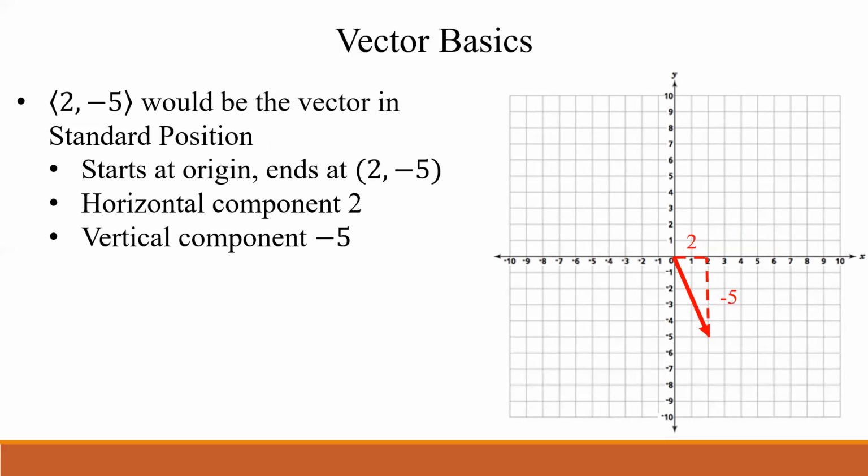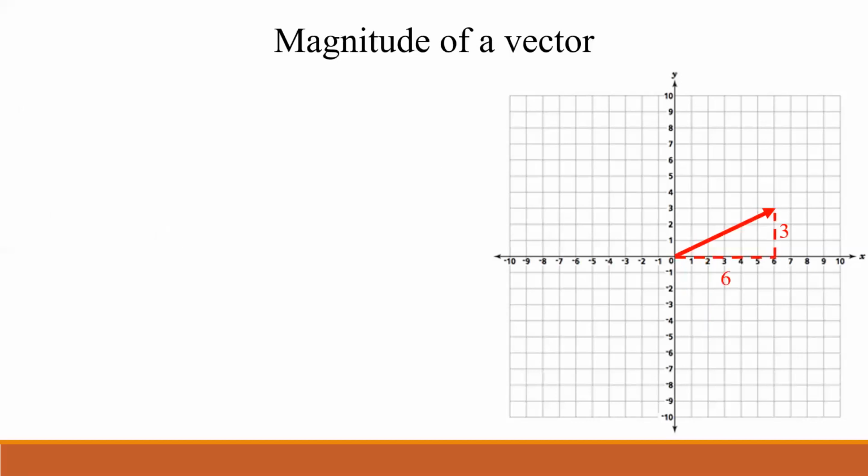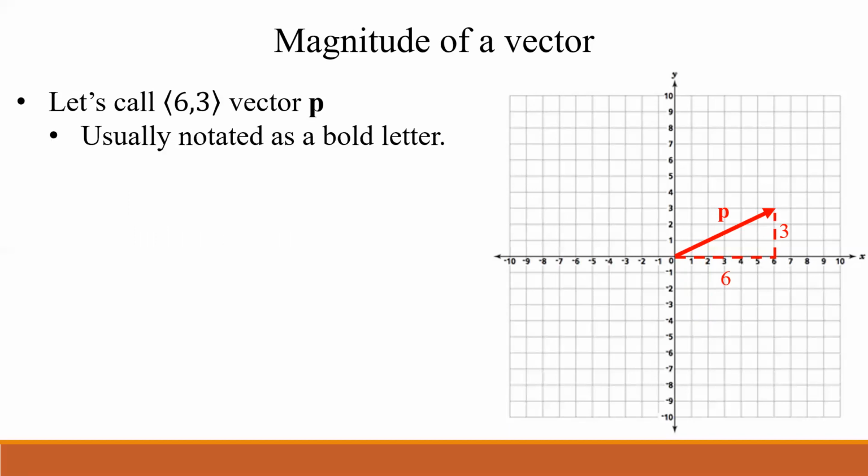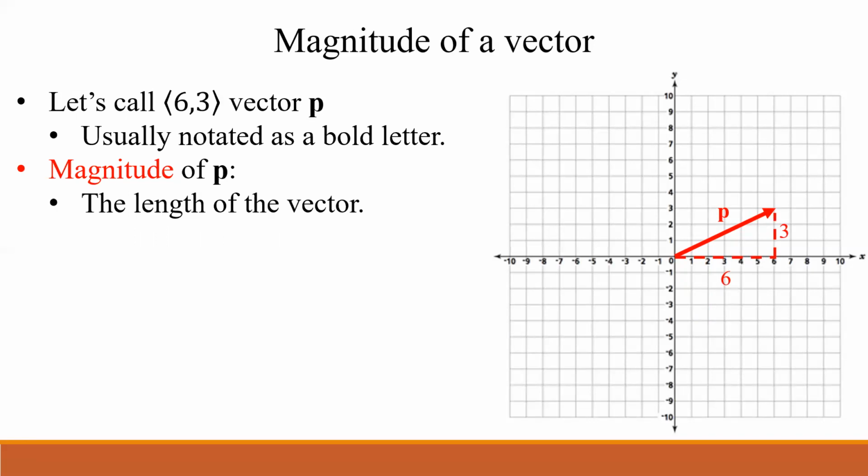Now let's talk about the two things that Vector said that he's going to commit crime with, one of them being a magnitude. Okay, so first of all, let's name our vector. A lot of times, again, a little bit of notation. We usually notate a vector as a bold letter. So anytime you see a bold letter, that's what you're talking about. So I'm going to call this vector 6,3 vector P. So magnitude, what does magnitude mean? Now, it's just another name for length.